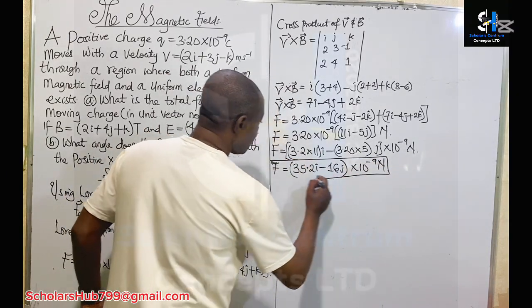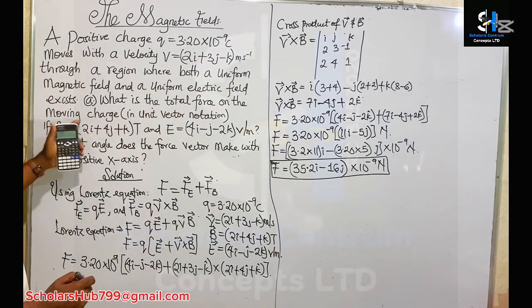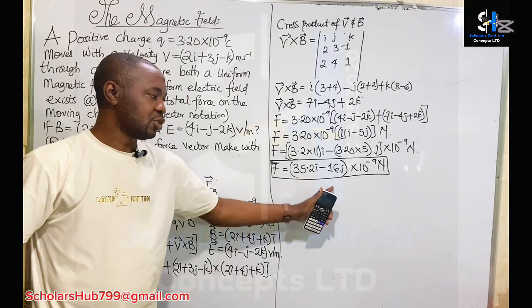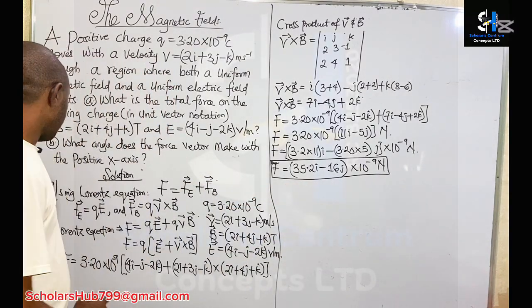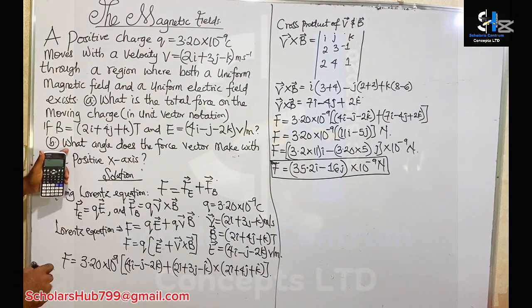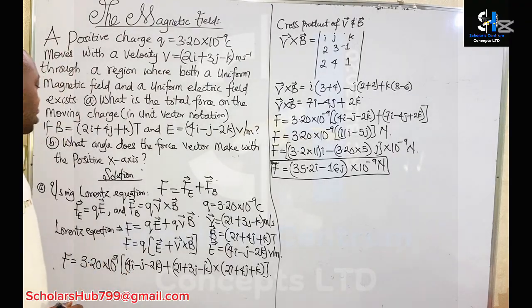So this is the total force on the moving charge in unit vector notation. And that's question A. Now, secondly, we have: what angle does the force make with the positive x-axis?